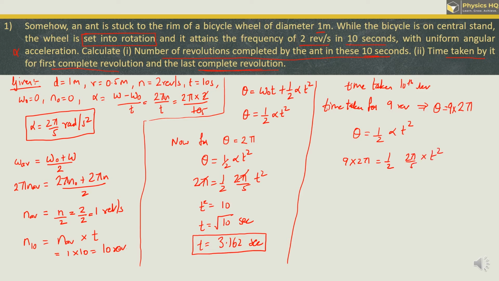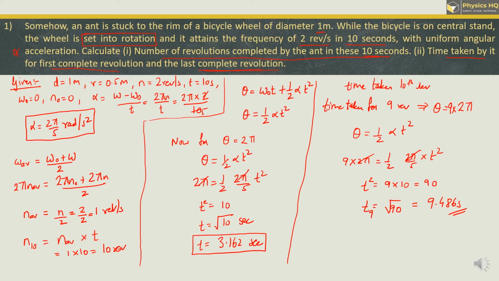Once again 2 pi is cancelled. T square will be 9 into 5, 2 fives are 10, which is 90. So we got t is equal to root of 90. Again you can see this from the log table. You will get this as 9.486 seconds. So this is the time taken to complete 9 revolutions.